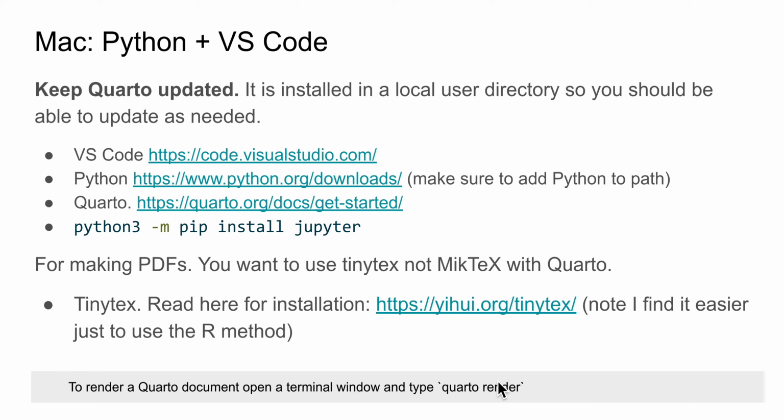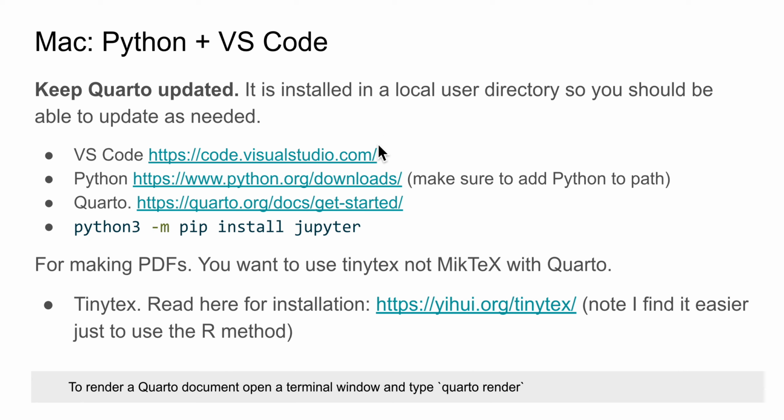Now let's talk about setting up a Mac if you're programming in Python and you want to use Quarto. I'm going to discuss this using Visual Studio Code, a really common platform for coding in Python. So the things that you need to install are Visual Studio Code and Python, obviously. And then you also need to install Quarto.